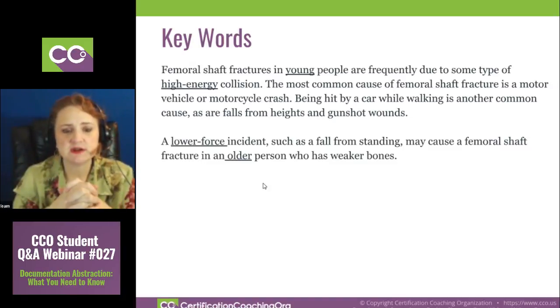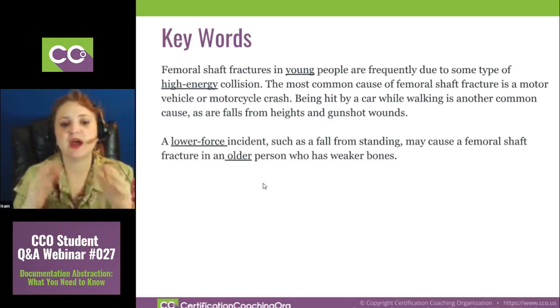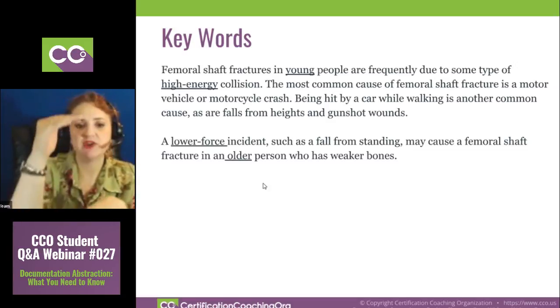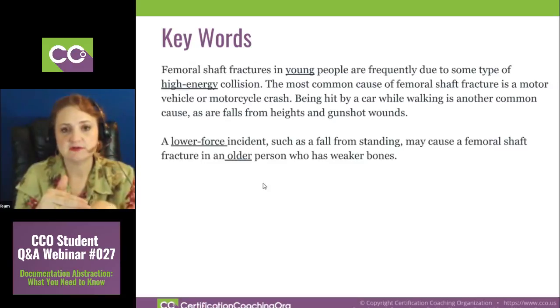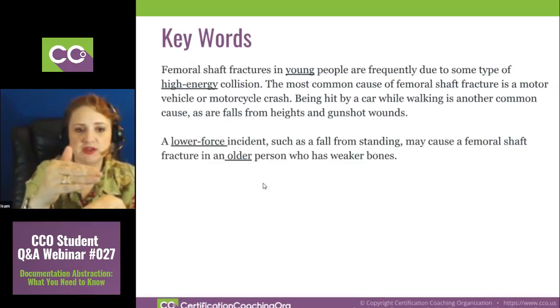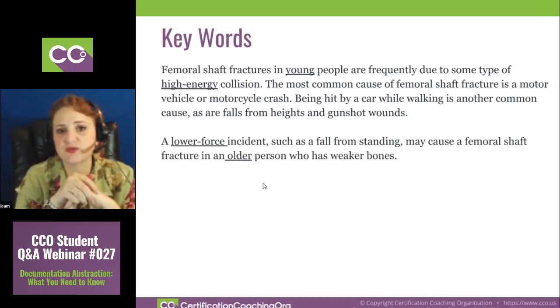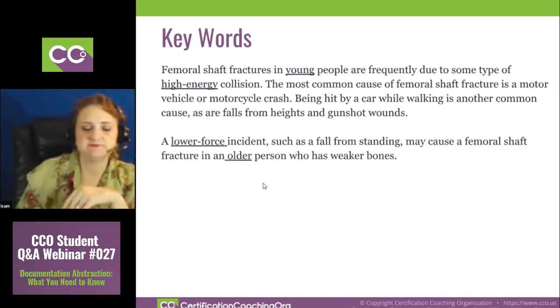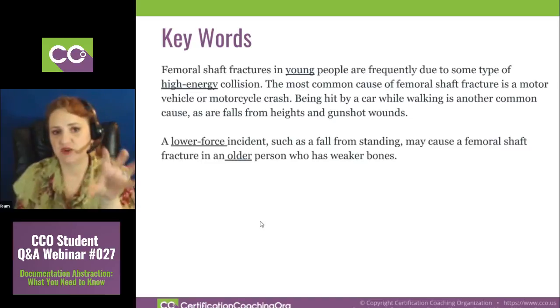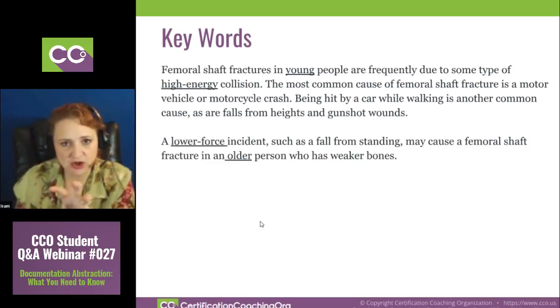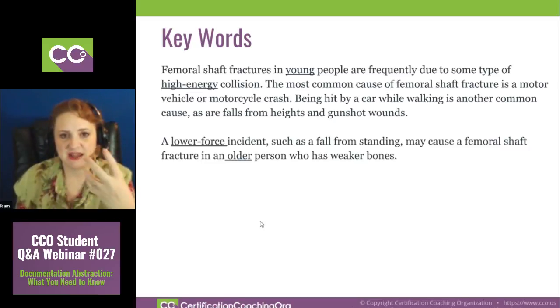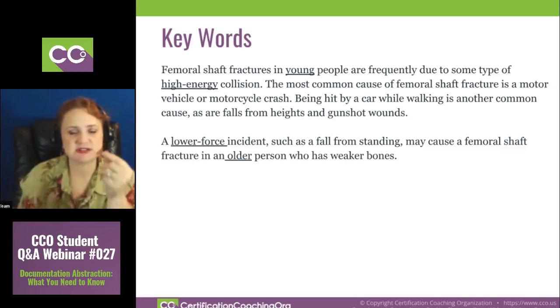Lower force. Okay, so if it's a lower force, oh, that would be like an older person. So now we've got young and older. And now we know young is usually high energy and lower force for older people, and they give examples. So again, if we need more information, we can slow down. But if you already know the background, you're just pulling out keywords. That's all you need.